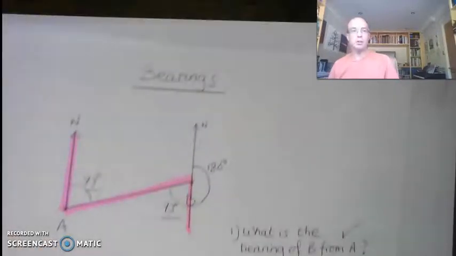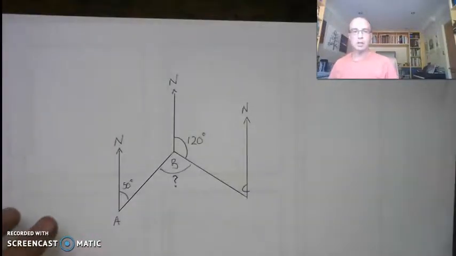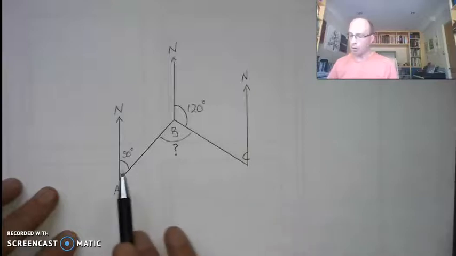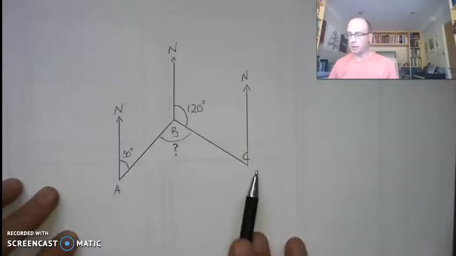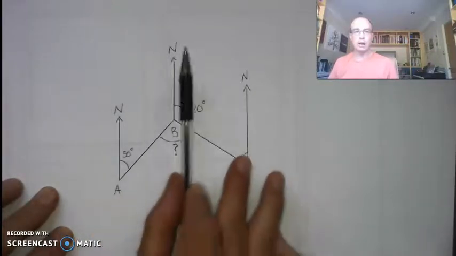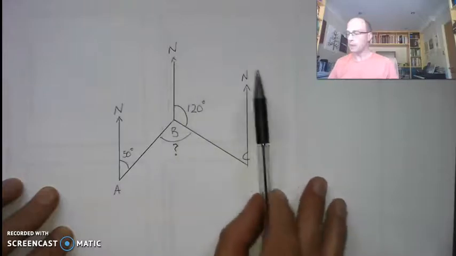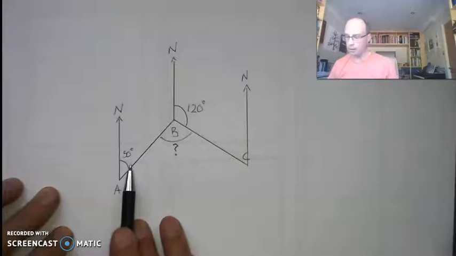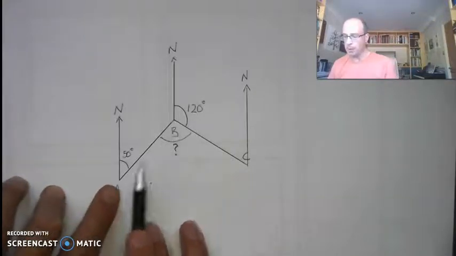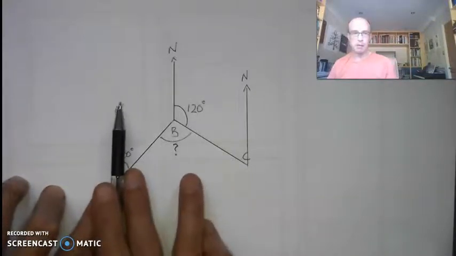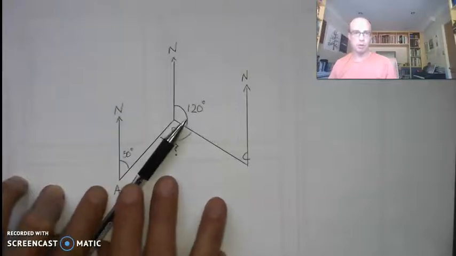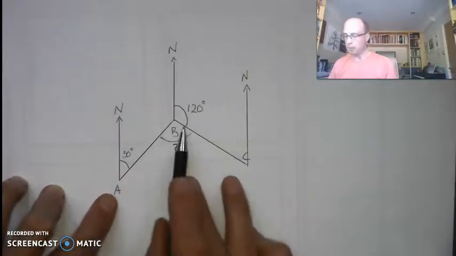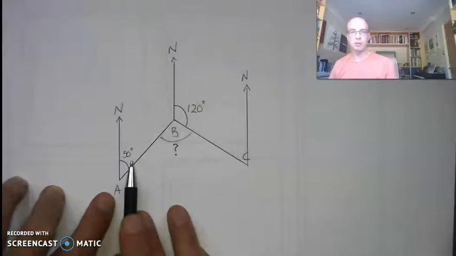Okay, let's have a look at another example. This time, a little bit more complicated. I've got 3 points. I've got A, B and C. I've got my 3 northerly lines already marked. And I've got a couple of angles. I've got my angle here. So this would be my bearing of B from A. So I'll be measuring it from the north, clockwise direction. So the bearing of B from A is 50 degrees.